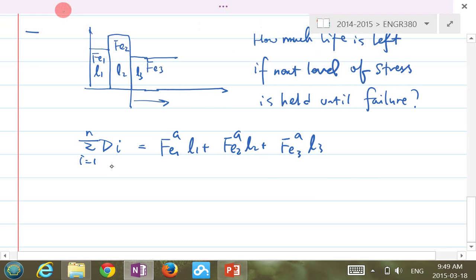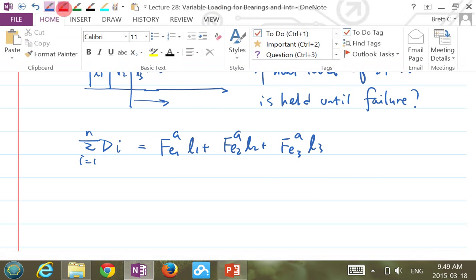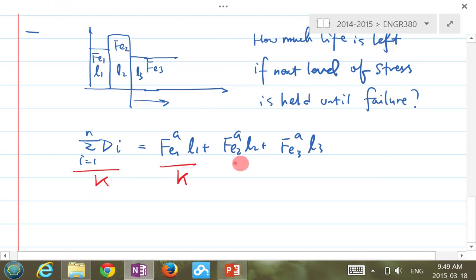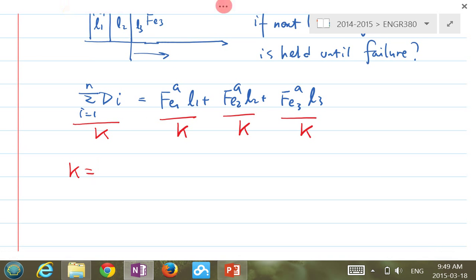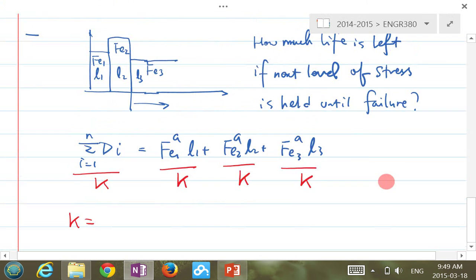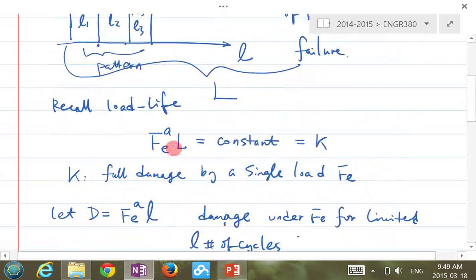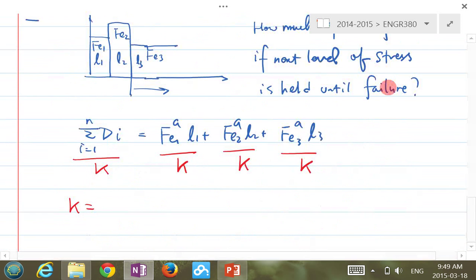We're going to divide both sides by that full damage, the capital K. Full damage is basically when the bearing fails. So what does capital K equal to? Capital K, if you recall, is the bearing load life. FE is the current load, and L is the number of cycles corresponding to that load. That's capital K.